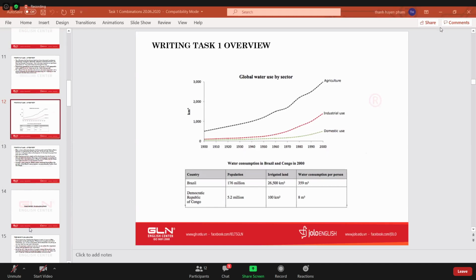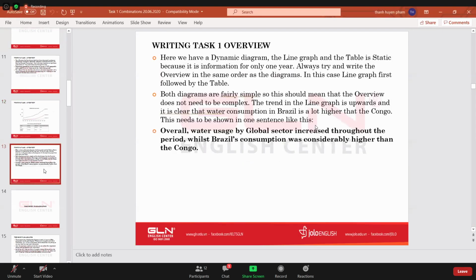So how can we put that into an overview? When we analyze this diagram, we have a dynamic diagram, the line graph, and the table is static because the information is only for 1 year. So always try and write the overview in the same order as the diagrams. In this case, it will be the line graph first, followed by the table.